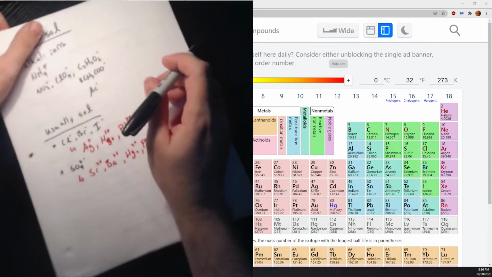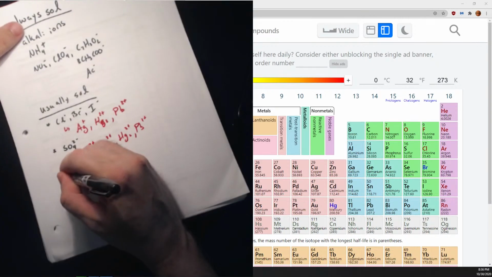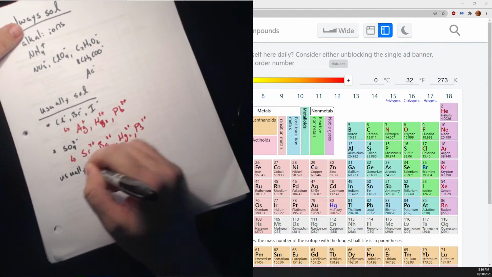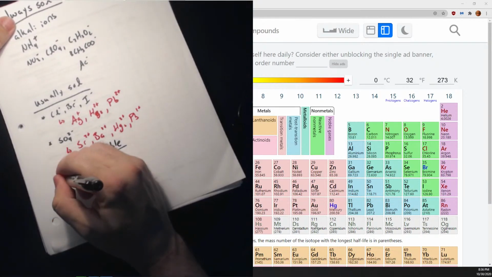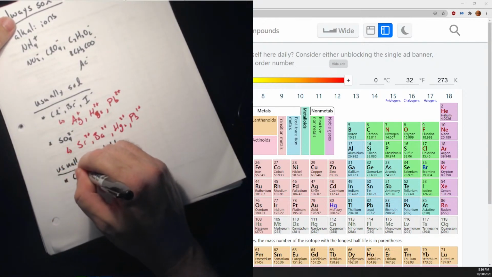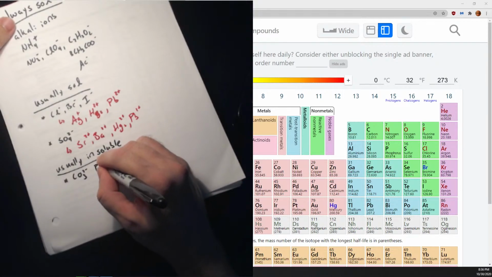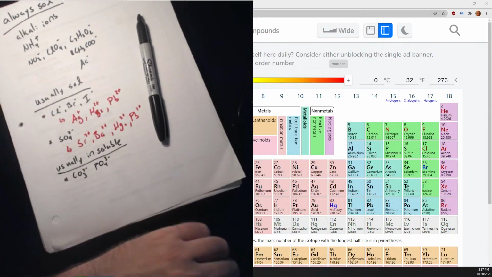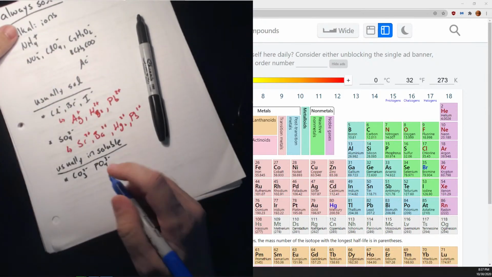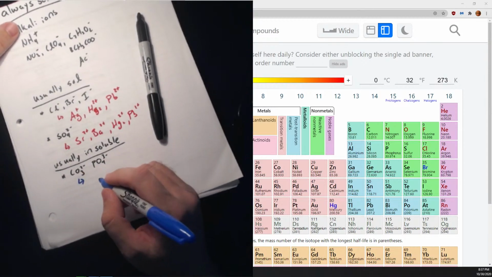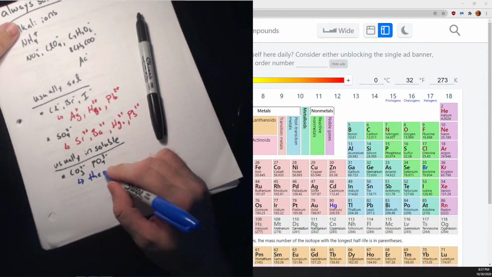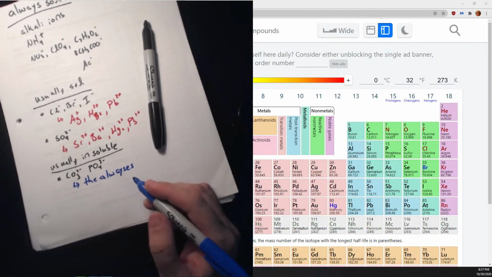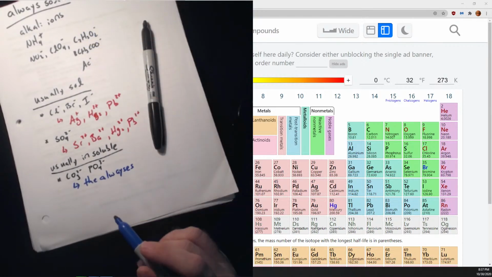And finally, we have the ones that are usually insoluble. They prefer to remain out of solution. Our first group is carbonate, that's CO3 2-, and phosphate, PO4 3-. They prefer to remain out of solution, but they will go into solution. They do have some exceptions. Their exceptions are the alwayses. If they are paired with an always soluble ion, then they will dissolve.